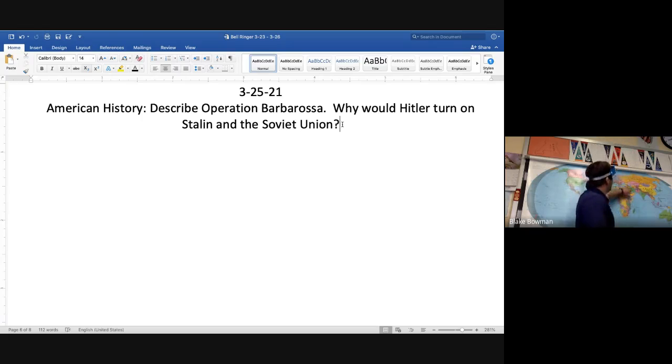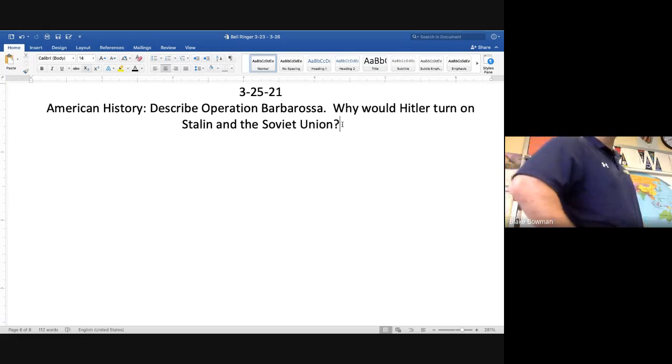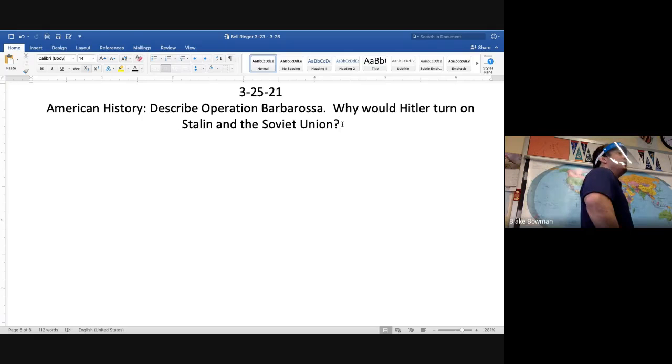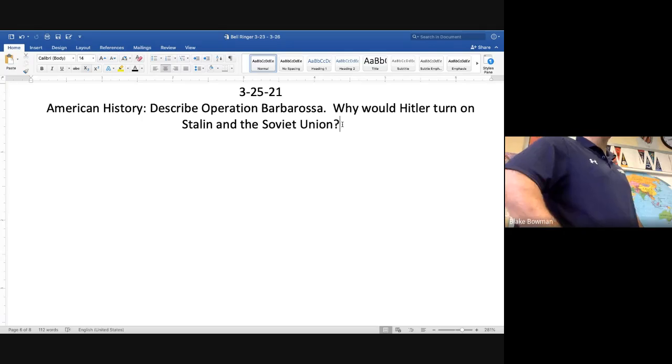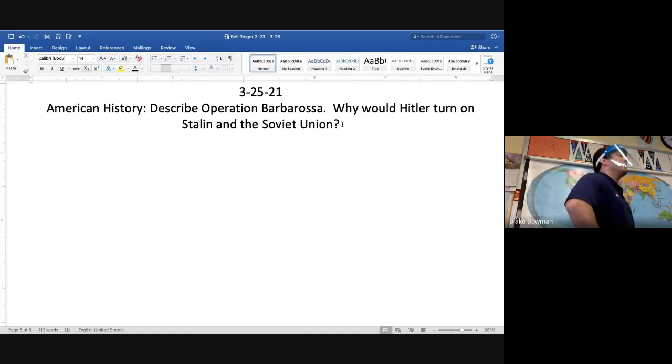Also, this country is loaded with resources. If he captures Russia, the Soviet Union, he has agriculture. He can feed his troops, his people, forever. Oil, different sources of fuel to fuel his military and be self-sufficient on these resources. All right, you guys good with that? You see why he turned on Stalin? He did it in July.